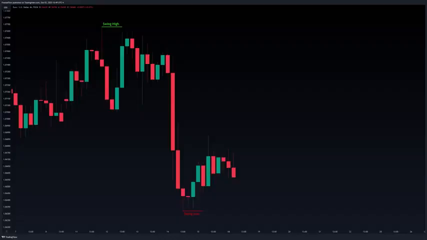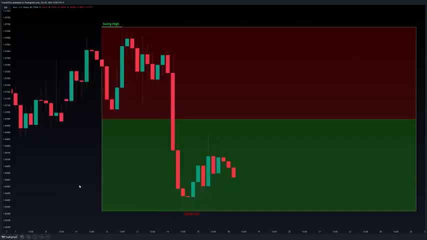Here you can see the 4-hour chart of the Euro USD. I already marked out an important swing high and a swing low. Let's now mark out the discount and premium zones generated by this range. Recall that a range is the distance between a swing high and a swing low. Let's also mark out the OTE or optimal trade entry for this range. Notice how the OTE falls into the premium zone.